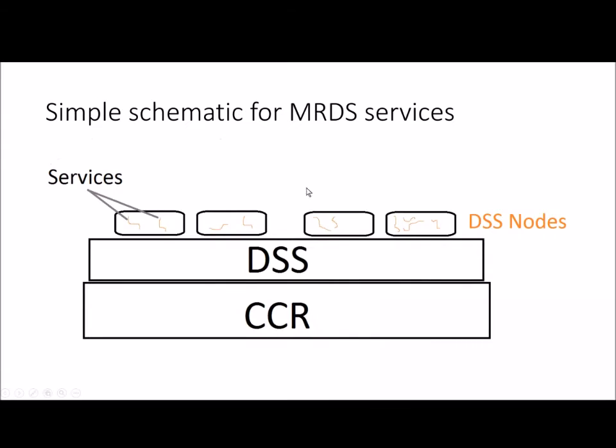Proceeding, here's a short schematic representation of how these components fit together. CCR forms the base layer on which sits DSS. DSS has something called DSS nodes that act like segregated execution containers, as I discussed before, and the services are hosted inside of them. The services can communicate between themselves or with services running on other DSS nodes, and it does not matter where in the world the other DSS service will be running. These services can still communicate using simple REST-style messages, as we discussed before.